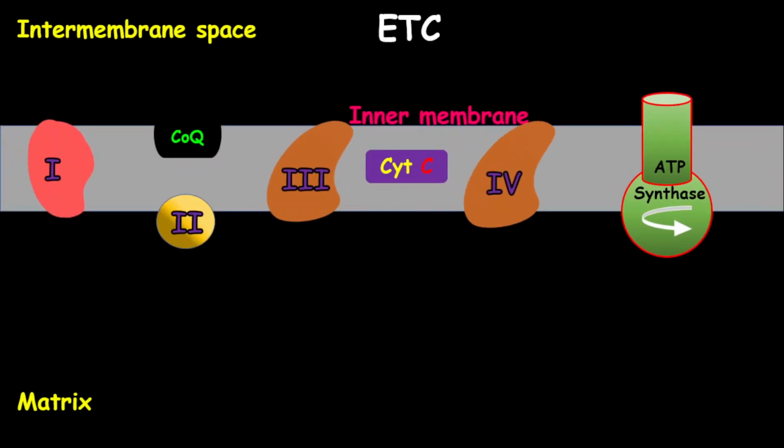Along the inner membrane, we have some specialized proteins, particularly protein complex 1, 2, 3, and 4, along with coenzyme Q, cytochrome C, as well as ATP synthase.